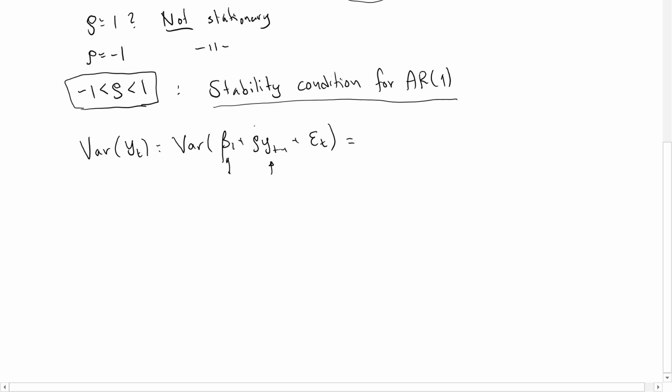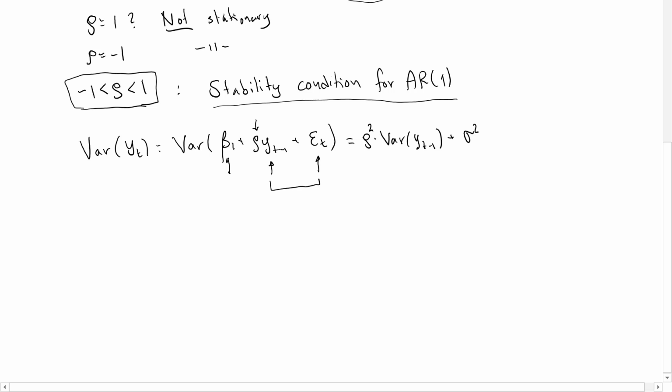This is a constant, so I can take it outside if I square it. So it becomes rho squared times the variance of y_{t-1} plus the variance of the error term. Well, we use the symbol sigma squared for that. And notice that I can do this because I have assumed that these two are independent, and that's a requirement for this variance formula to work.